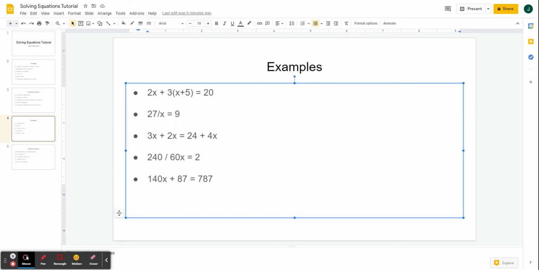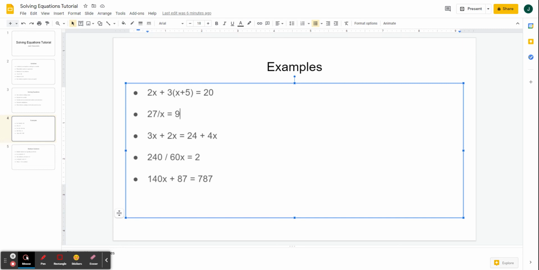Now that we have 9x, we want to separate the variable. It's being multiplied by this 9, so we want to divide by 9 on this side, which means we'll have 27 divided by 9, which is 3, equals, and we're left with x.